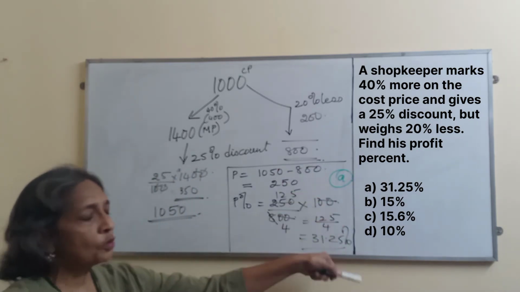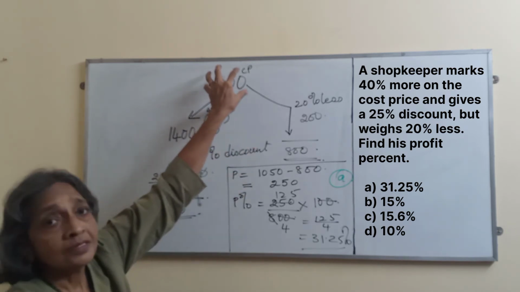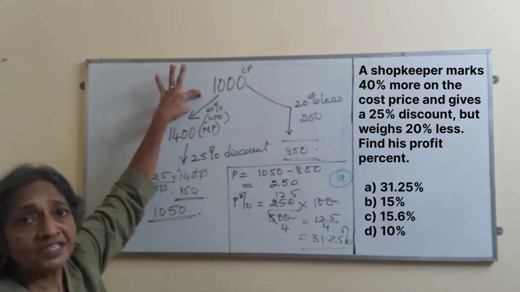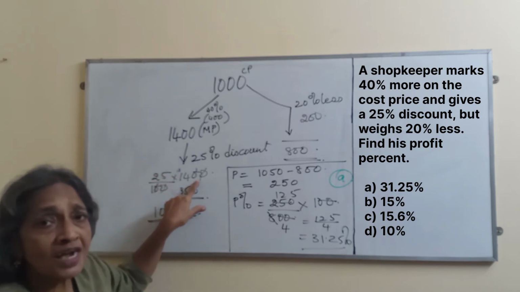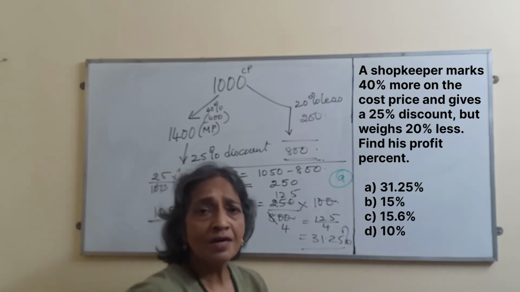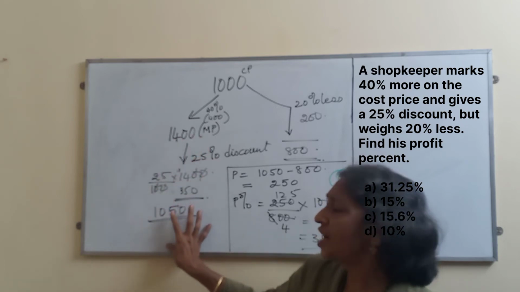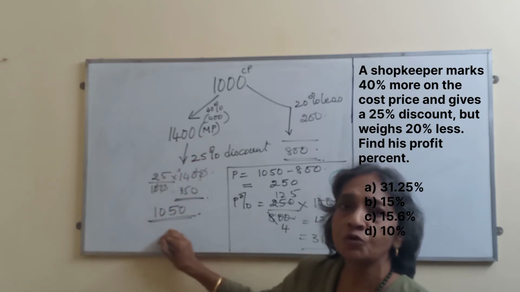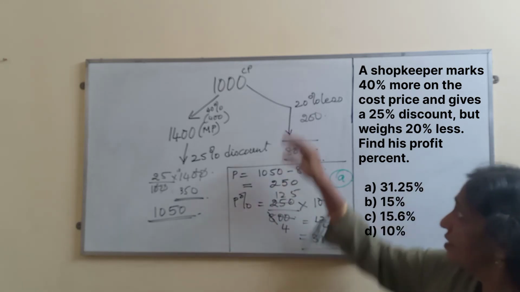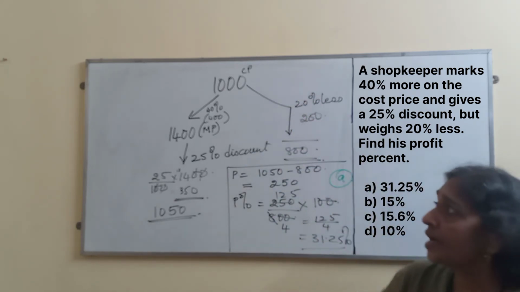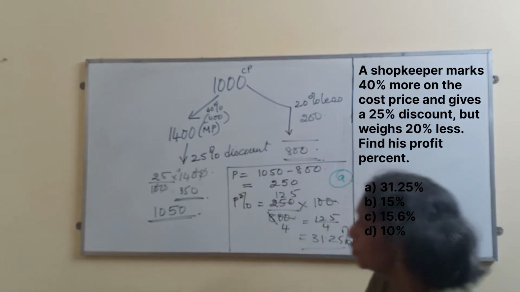From your answers, you can check from here which is your correct option. Understand the sum once again. This is your CP. He marks it at 40% above. So 400 rupees more. So his marked price is 1400. On the 1400, he gives you a 25% discount. So 350 rupees less. That means he's going to sell you at 1050. But what he does is, he cheats you of 20% here. That means instead of 1000, he'll give you only 800.